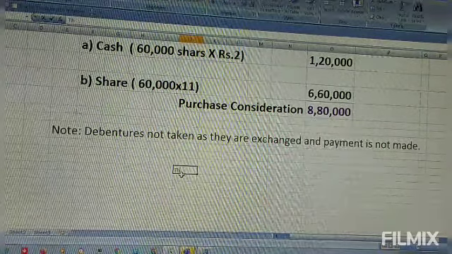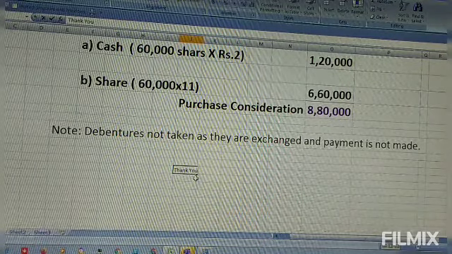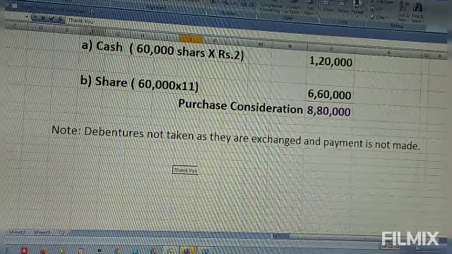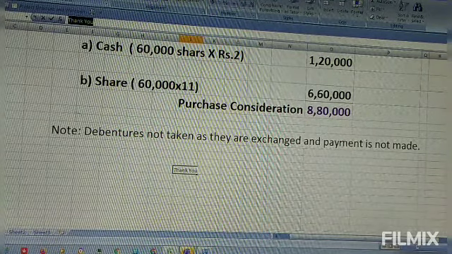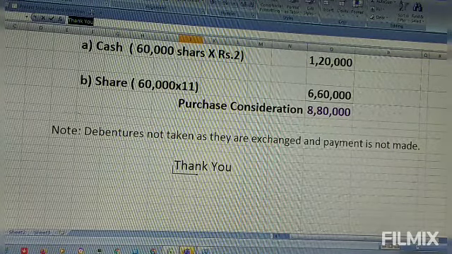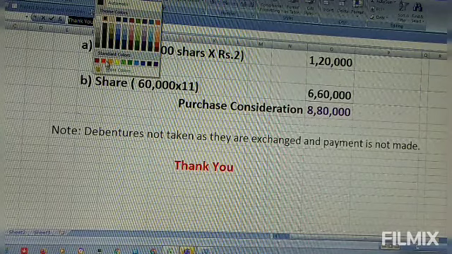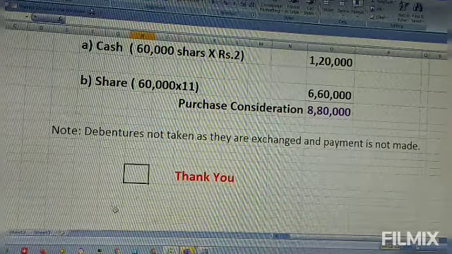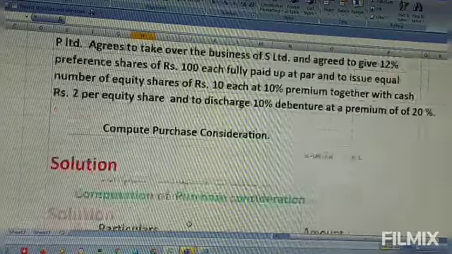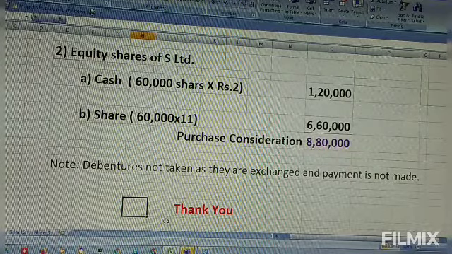We'll see other things in the next video. In the next video I will take another method of how to calculate the purchase consideration, because there are as many as 5 methods given. Thank you. Keep practicing. We'll see in the next class.